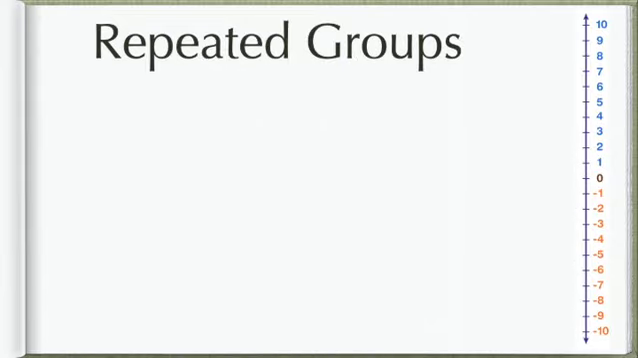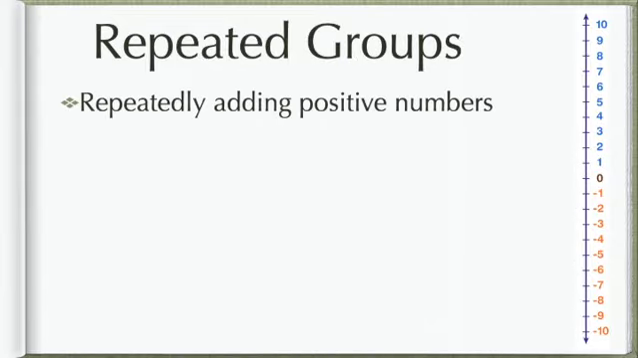So this is looking at multiplication as repeated groups. Repeatedly adding positive numbers, where we're going to start, because we're going to start from a place you already know. 3 times 2 is 6. Why? Because you have 3 groups of 2. Why? Because on the number line, when you see 3 groups of 2 stacked on top of each other, you get 6. That's why.